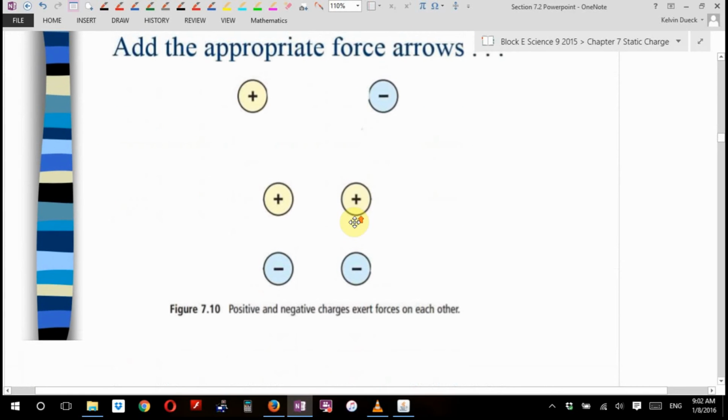All right. So, let's go back to electricity. Am I recording? I am. Good. It says, add the appropriate force arrows. These first two charts: like or unlike? Unlike. Attract or repel? Attract. So, the positive will feel a force that way. The negative will feel a force that way. That's what I mean by force arrows. I might ask you to draw a little force arrow diagram on your test as well.